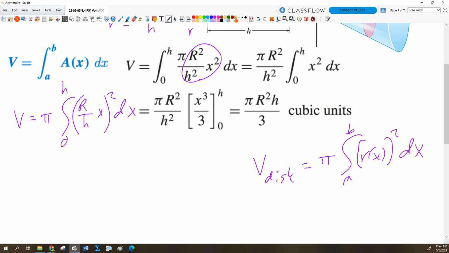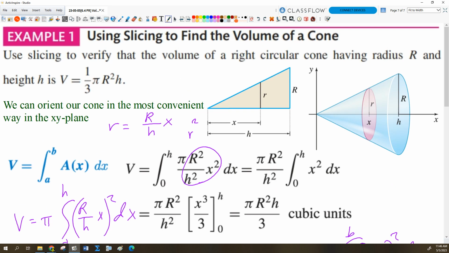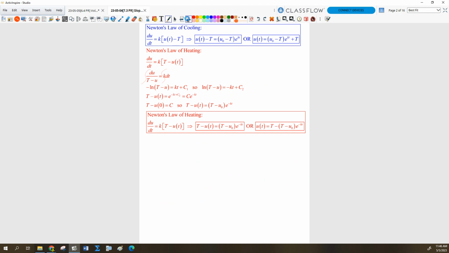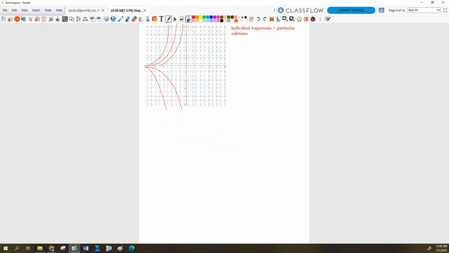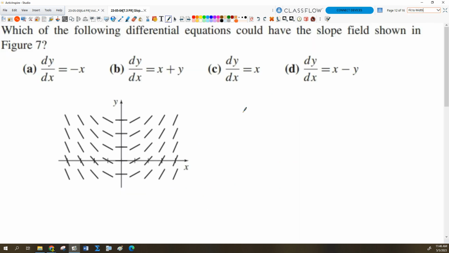Okay? Good? All right. So maybe the last thing I'll do, I just want to backtrack a tiny bit here. If I go back to slope fields, and let's just look at a couple of these we didn't get to. Let's just practice on a couple of these. How about this guy for the remaining time? Which of the following differential equations could have the slope field shown in figure 7? How could you pretty quickly analyze this?